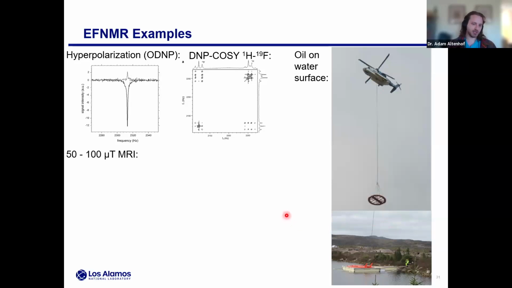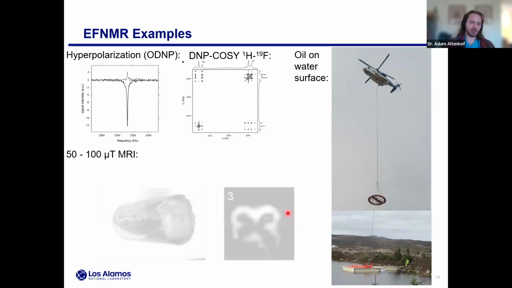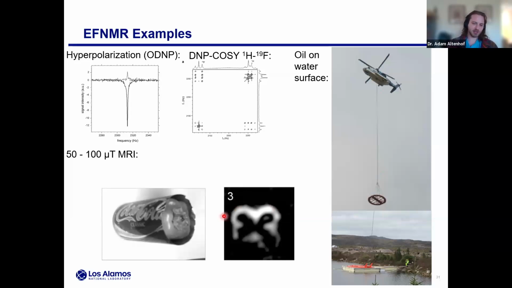And imaging is quite interesting at these fields. This is an example from the Alex Pines lab at 66 microtesla. What's interesting here is, when the RF frequency is just 2 kilohertz for the proton Larmor frequency, there's really good RF penetration through metal. So you can see in an image of this pepper in a can, there are no artifacts from the metal, and likewise we get a decent image because the RF is able to penetrate just fine.